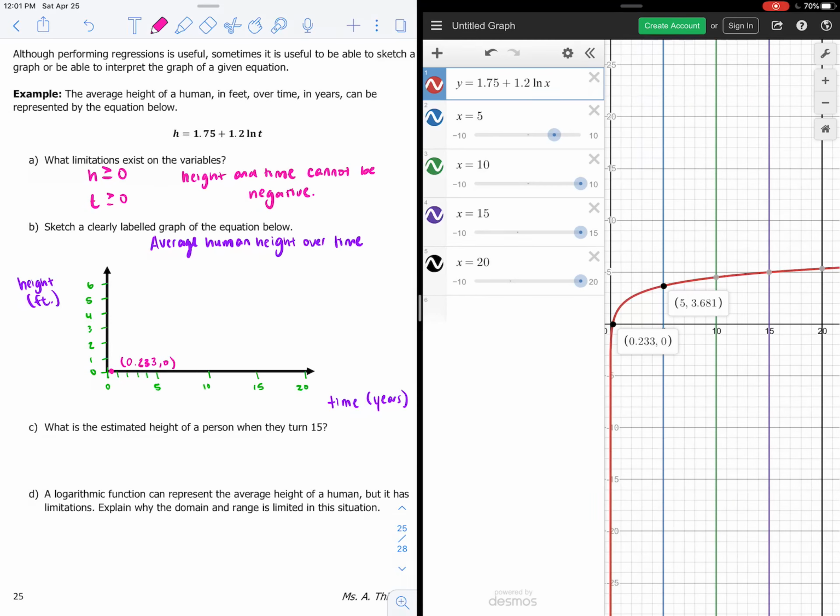So here we have 5 and 3.68, so 5 and 3.68 will be somewhere around there. So 5, 3.681. We have 10 and 4.5, 10, 4.513. We have 15 and 5 on the nose there, so 15 and 5. And last but not least, we have 20 and 5.3.